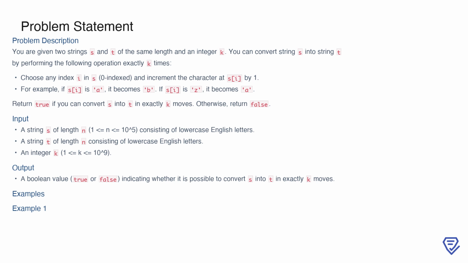This problem involves analyzing the relationship between the characters in s and t, as well as the constraints on the number of moves allowed. The input includes strings s and t, both made up of lowercase English letters, and an integer k that specifies the number of moves. The output is a simple Boolean value indicating whether the transformation is achievable. Let's explore some examples to better understand how this works.